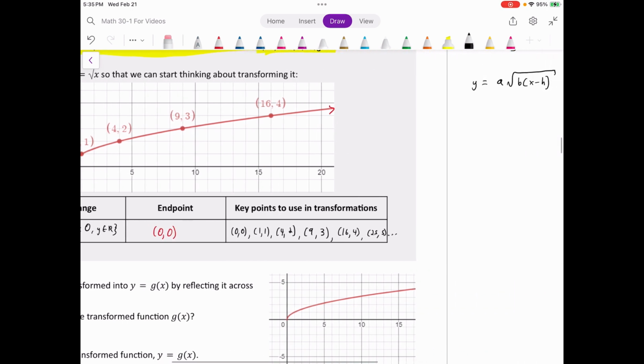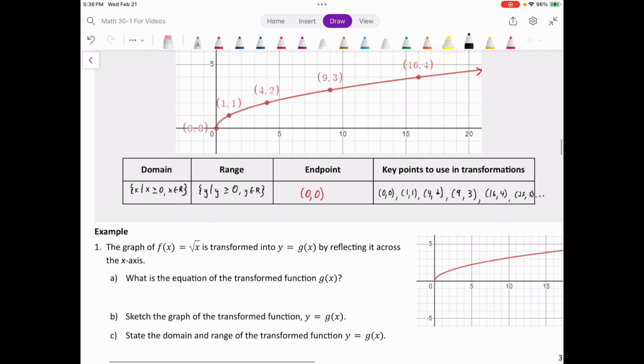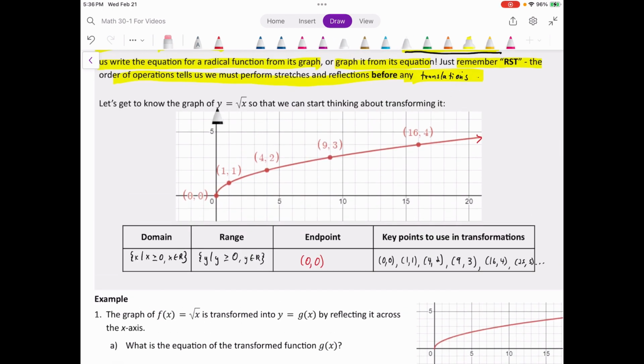If you need a reminder of how I knew the perfect squares so quickly, they're just 1 squared, 2 squared, 3 squared, 4 squared. 1 times 1 is 1, 2 times 2 is 4, 3 times 3 is 9, 4 times 4 is 16. So that's why I chose the perfect squares there, because we're taking the square root of x to get our y. I might as well pick perfect squares that give me nice integer y's.